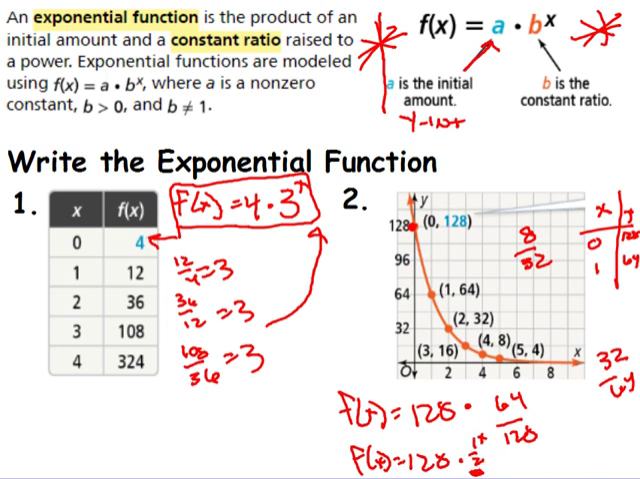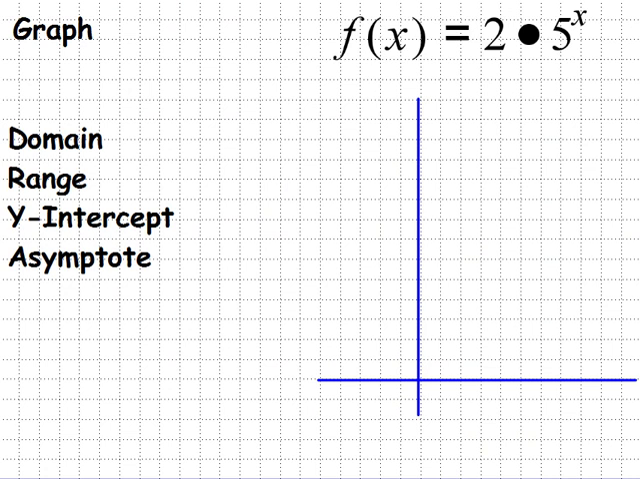When it's decreasing, some of you might have noticed that we have a fraction instead. All right, so go ahead and just try to graph it on your own. You can graph it by making a table. There's nothing wrong with that. That's pretty much how we have to graph these, because there's no slope here. Then I want you to see if you can tell me what the domain, the range, the y-intercept, and the asymptote are.